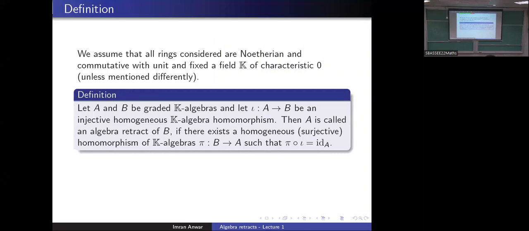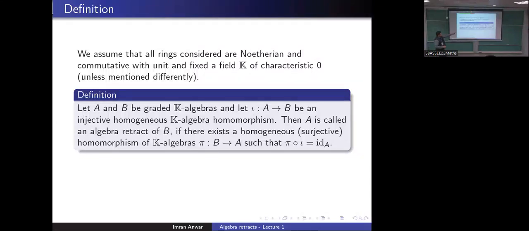And we say that the two K-algebras, A and B, satisfy this condition. Firstly, A has an embedding inside B, and we have an injective homogeneous K-algebra homomorphism. So I assume my maps are graded. That's why I use this particular word, homogeneous K-algebra homomorphism. And A is called an algebra retract of B with the same condition.